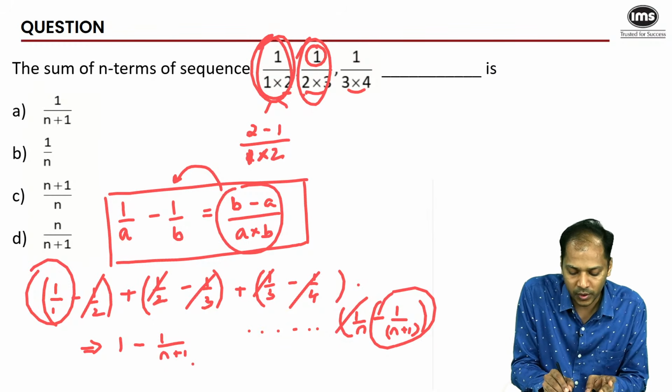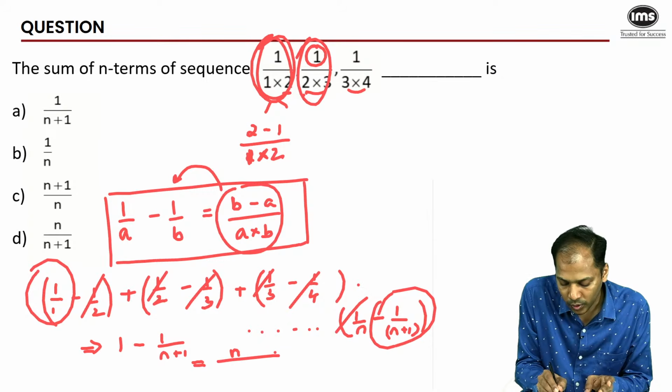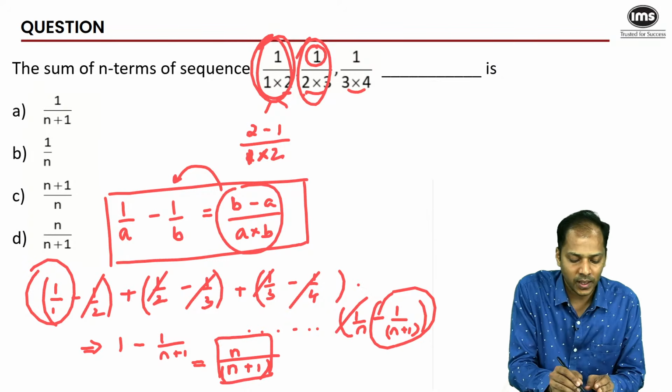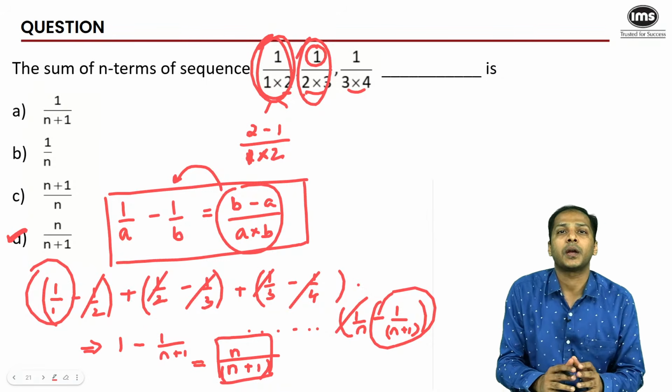So in the numerator you will be left with n, in the denominator you will be left with n plus 1. Okay, so therefore the answer would be n upon n plus 1. The answer to this question is option D.